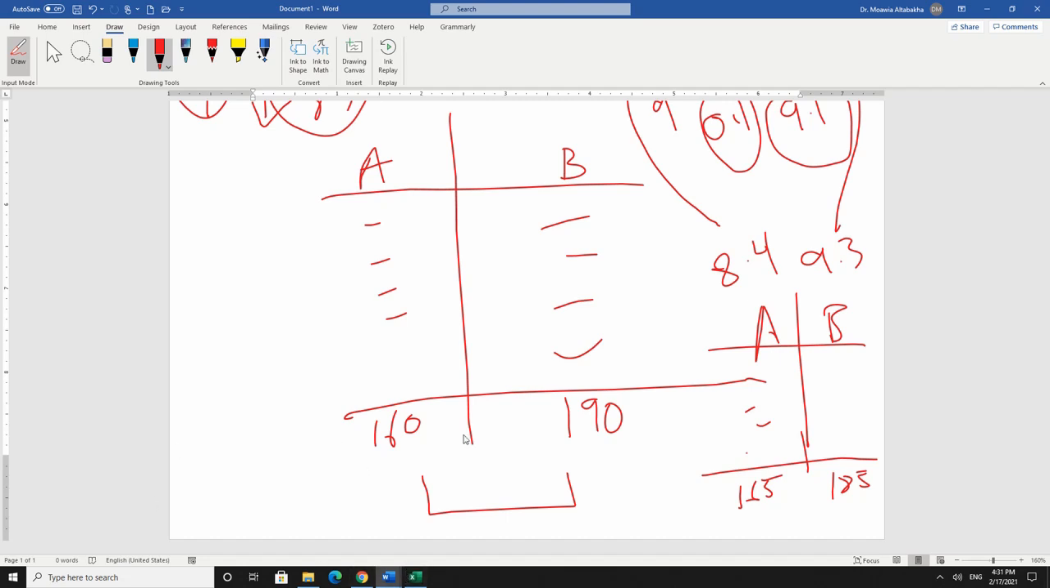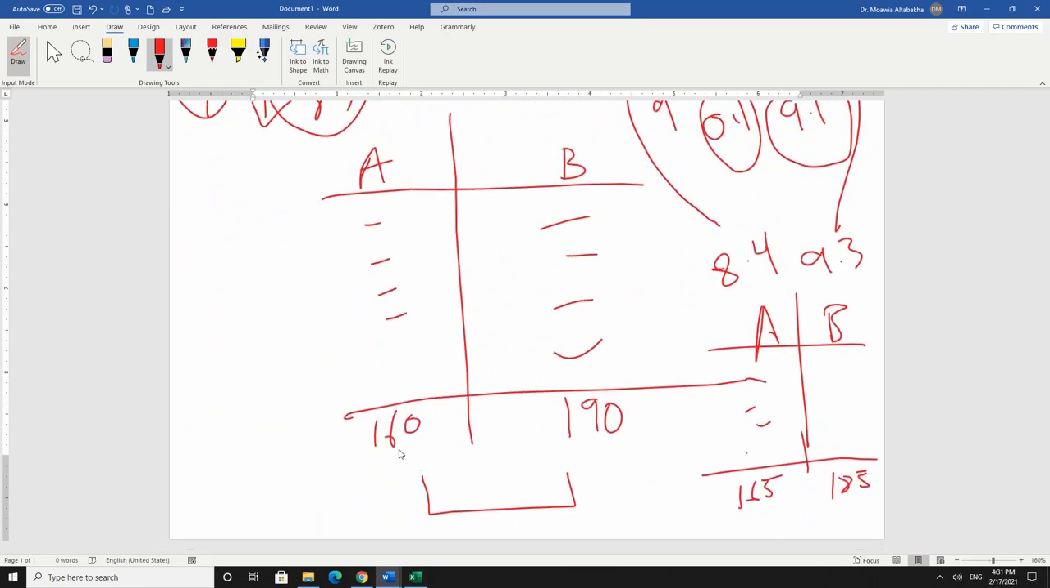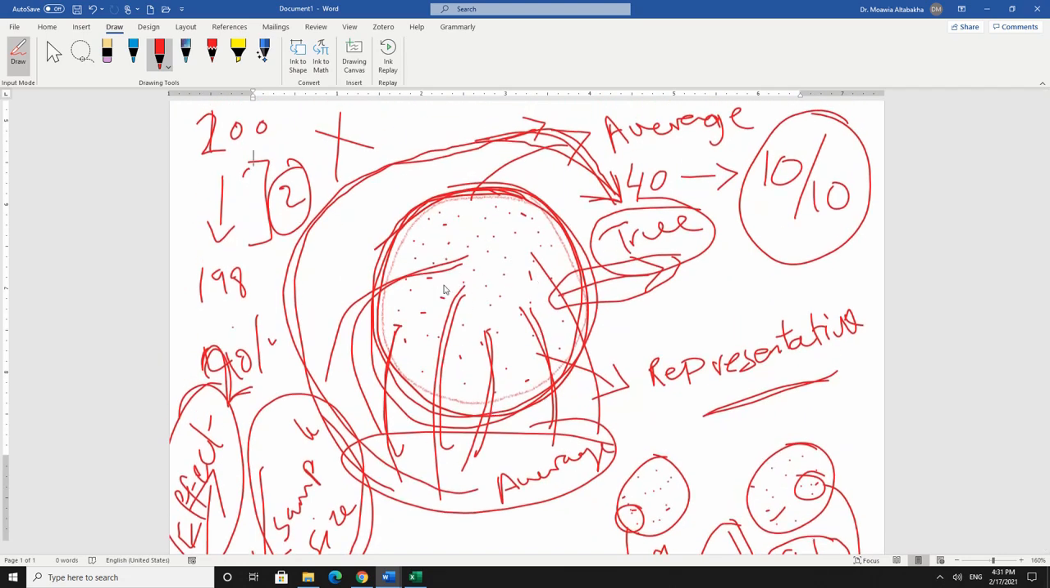So I'm talking about how close your sample mean is to the true value. Of course, if you want it to be very close, it means you need a larger sample. The larger the sample, the closer it is to the true value. This is another thing which you need to be aware of.